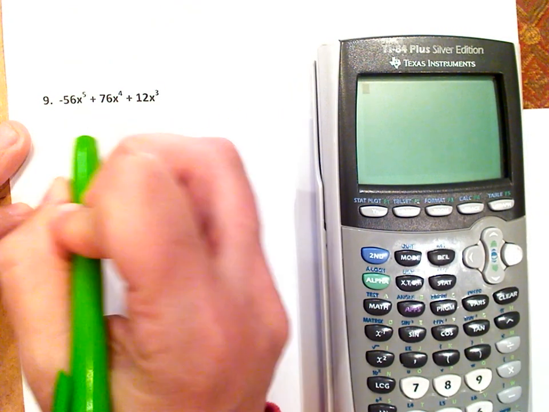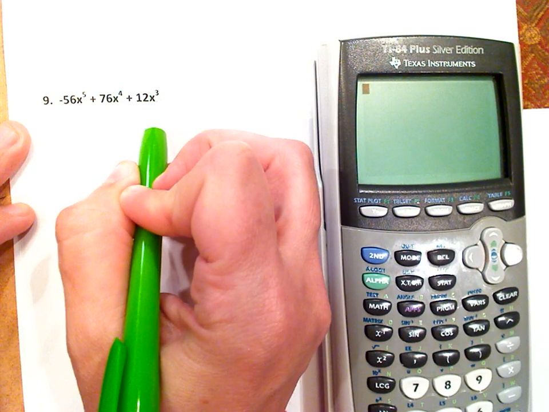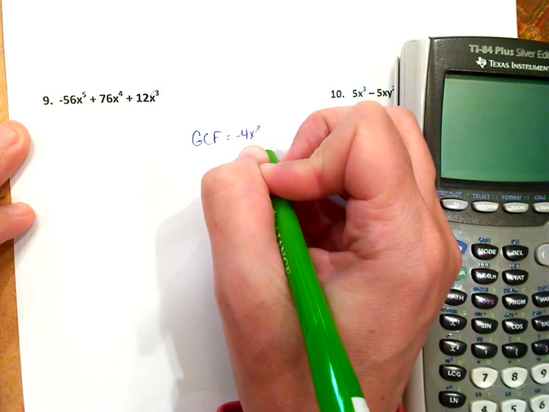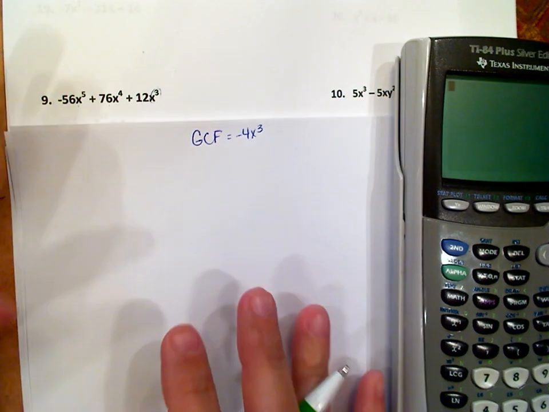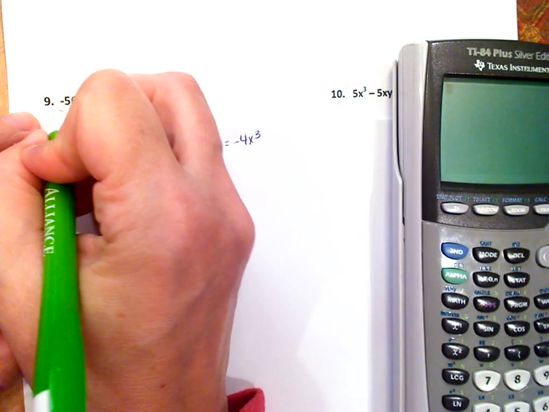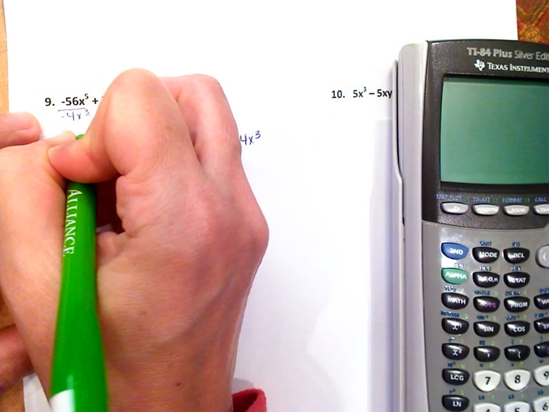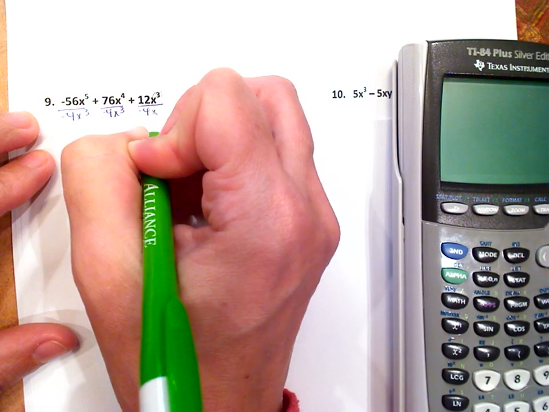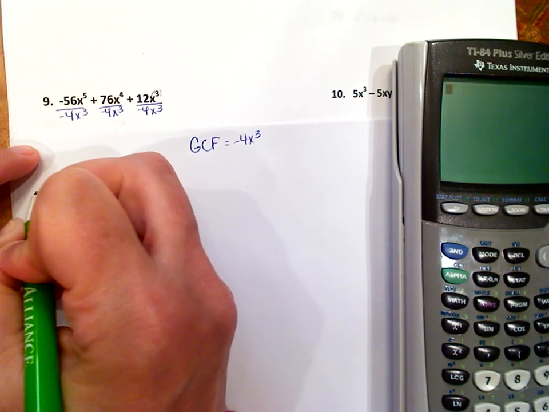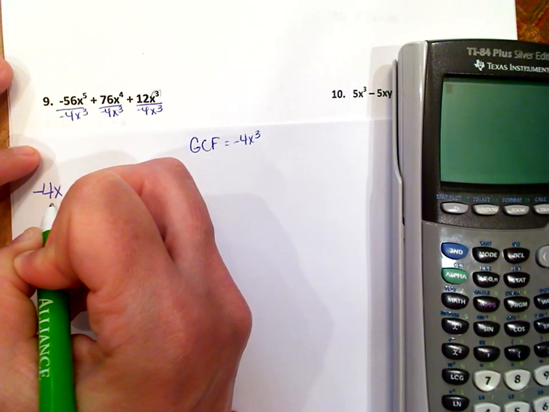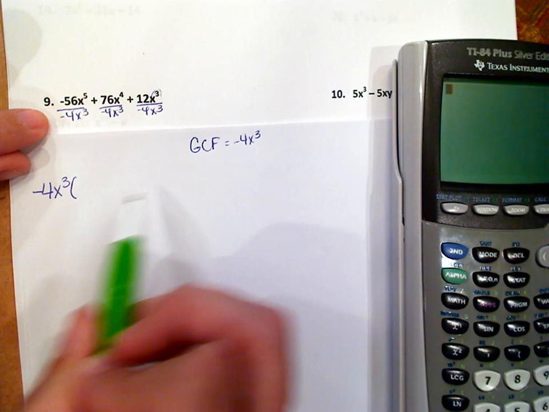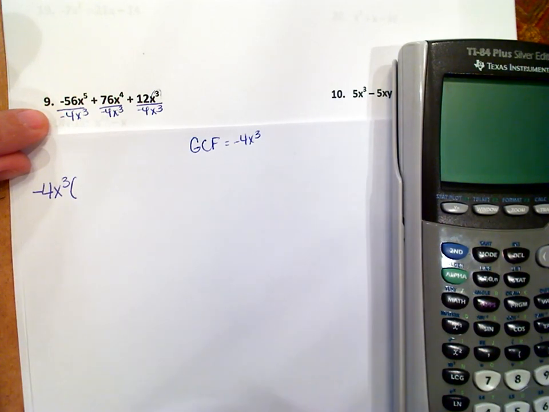And out of our x values, the smallest exponent is x to the 3rd. So our GCF is going to be negative 4x to the 3rd. So go through and divide each term by your GCF. Some of you do this in your head. Some of you need to write it out. It's up to you. Negative 4x to the 3rd. And then when you divide, that's going to go inside your parentheses.